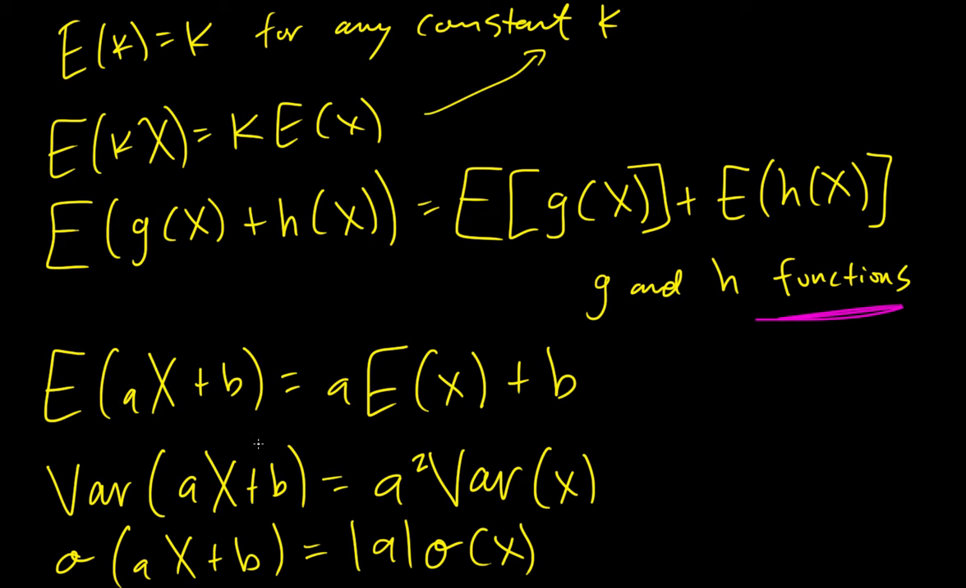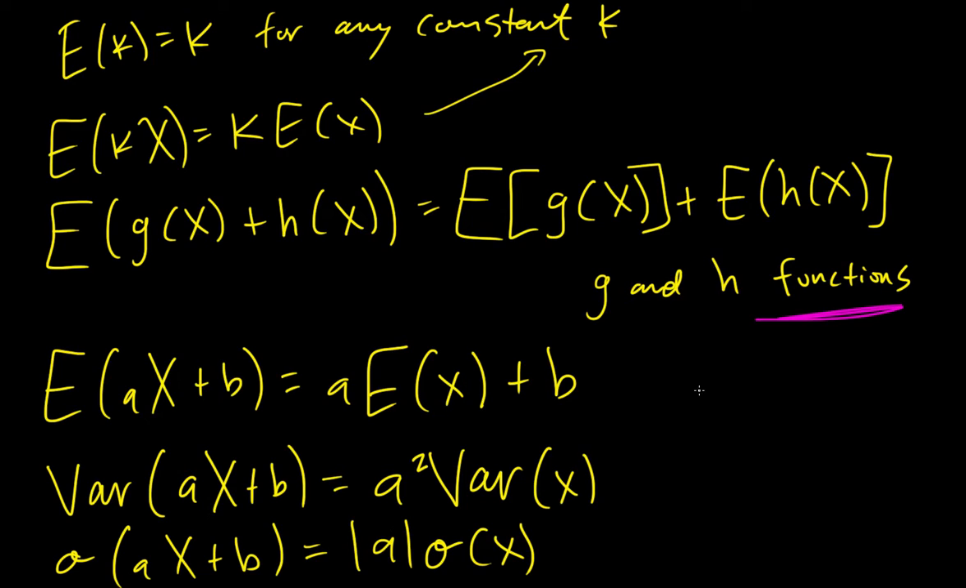If we take the variance of ax plus b, we can take the a out front and square it. And then because the constant is not going to affect the variance, we just ignore that. And then with standard deviation, we can do something similar. We take out the a, and that's the absolute value of a. Okay, we do have an example.